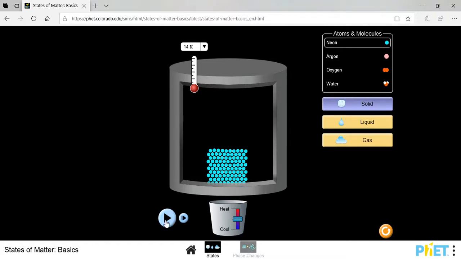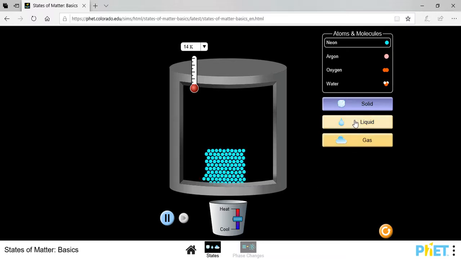If we look at the animation, we can see a bit more detail. If we play the animation, you can see those solid particles can't move past each other, which is what we said in the previous video, but you can see they're vibrating or jiggling about a fixed position. So there's still movement there. It's incorrect to say there's no movement because those particles are still vibrating. They have some kinetic energy.